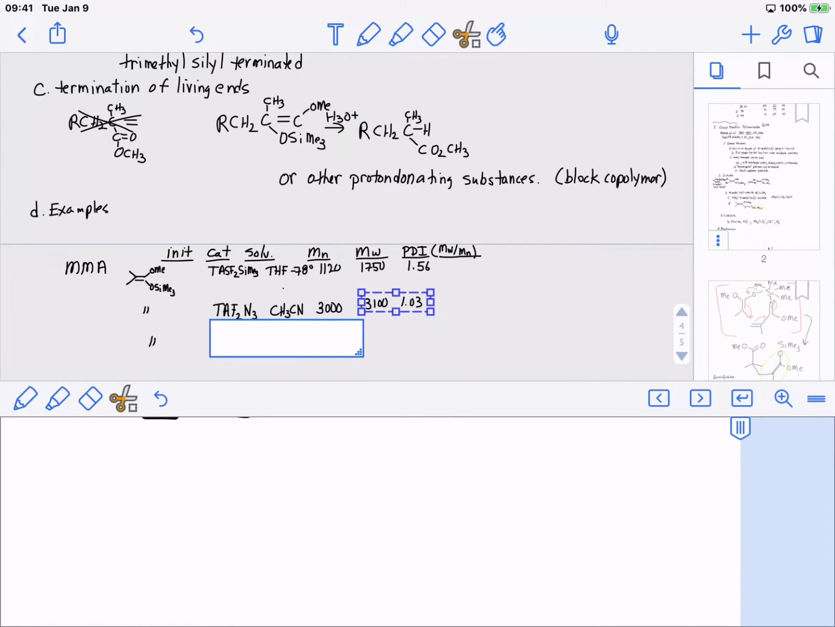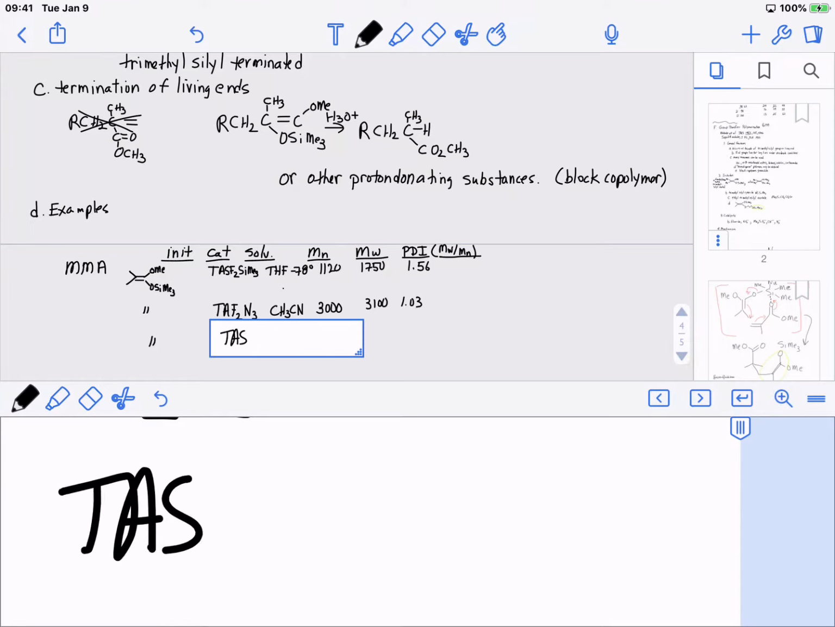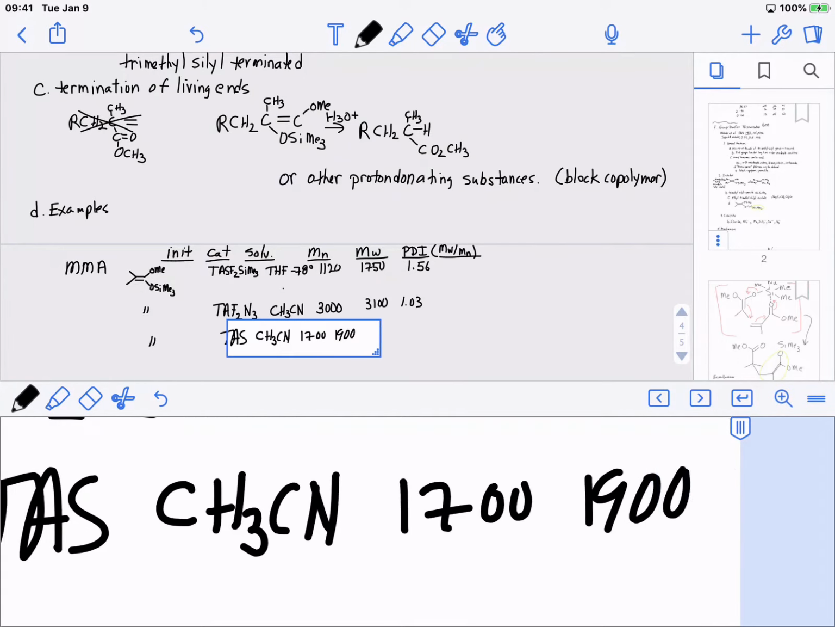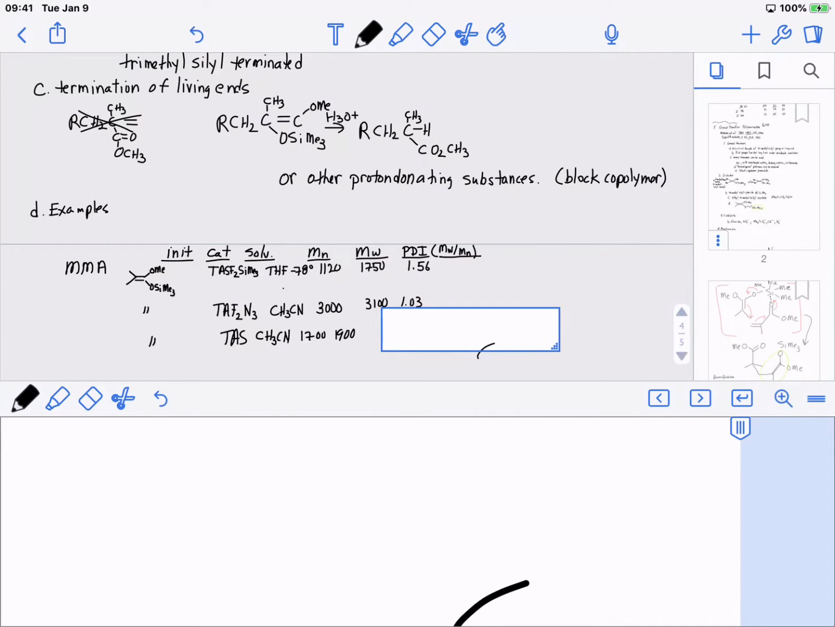Next. Same deal. We have now, I don't know what TAS is. But again, acetonitrile. Another example is 1700, 1900. Polydispersity of 1.10.